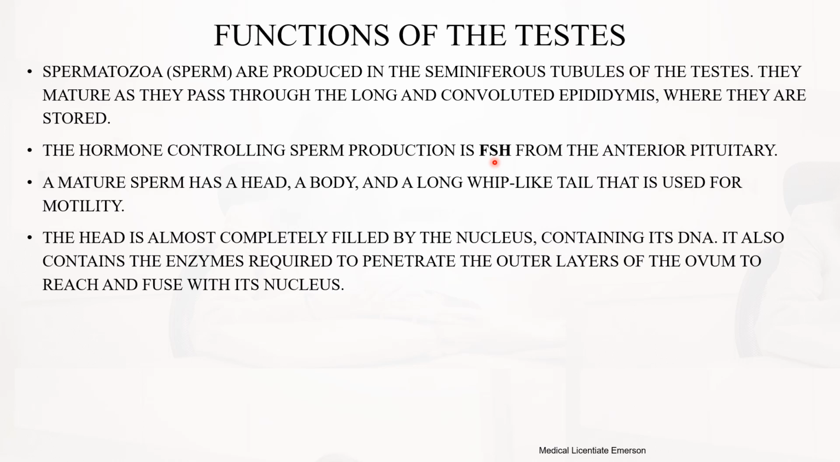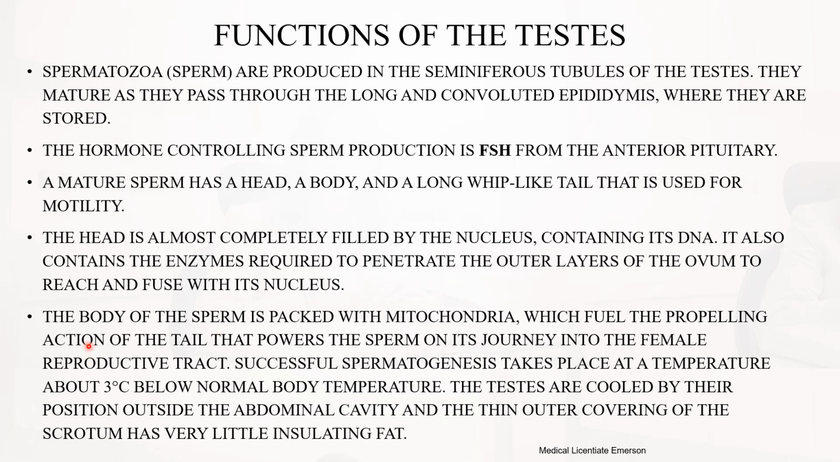So we will come and talk about those cells, but just know that for follicle stimulating hormone, there are special cells which we call the Sertoli cells. Those ones are stimulated by the follicle stimulating hormone so that they initiate the process of spermatogenesis. So Sertoli cells are stimulated by the follicle stimulating hormone to initiate spermatogenesis. Okay, then let's continue with the structure of the sperm.